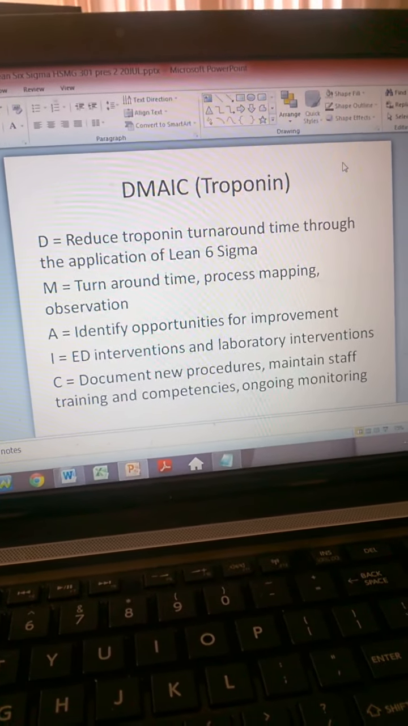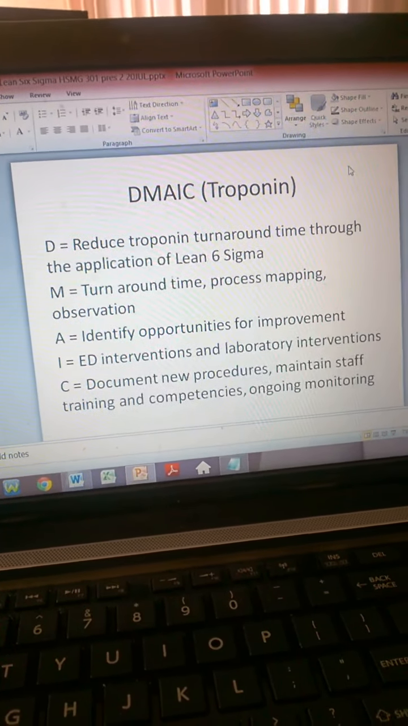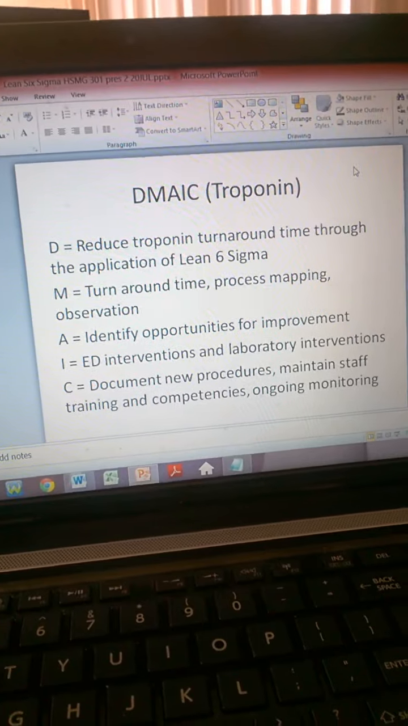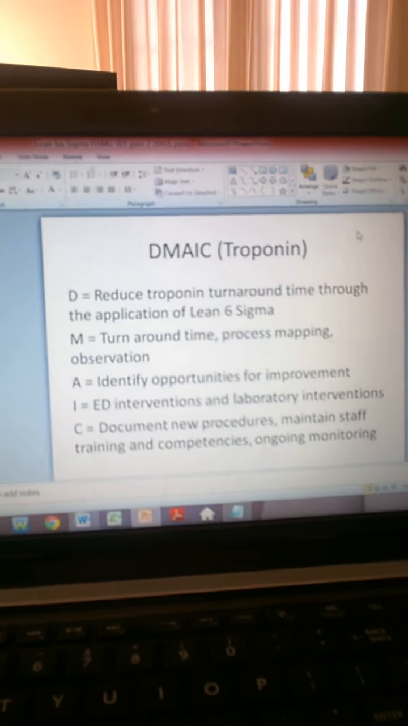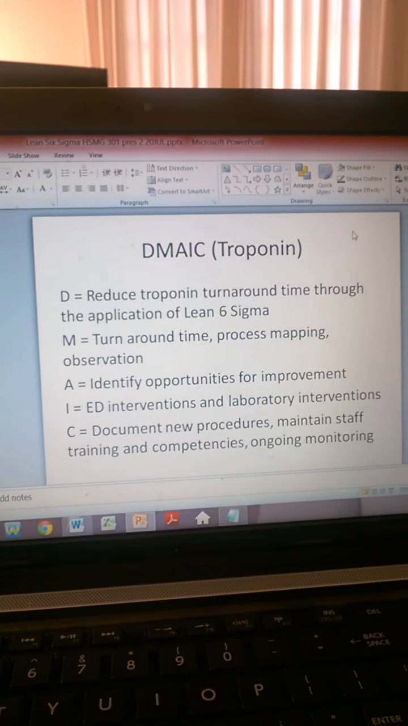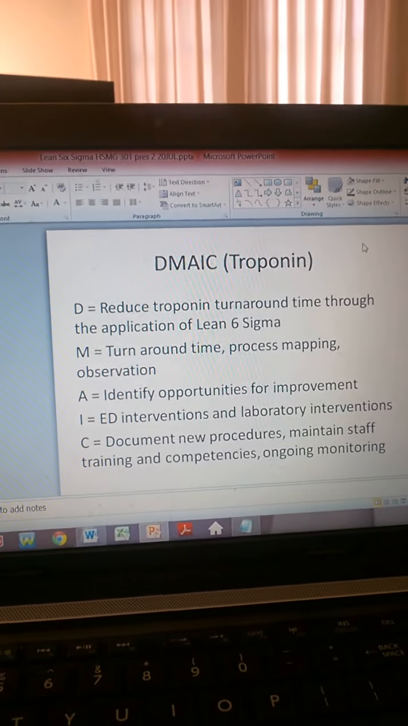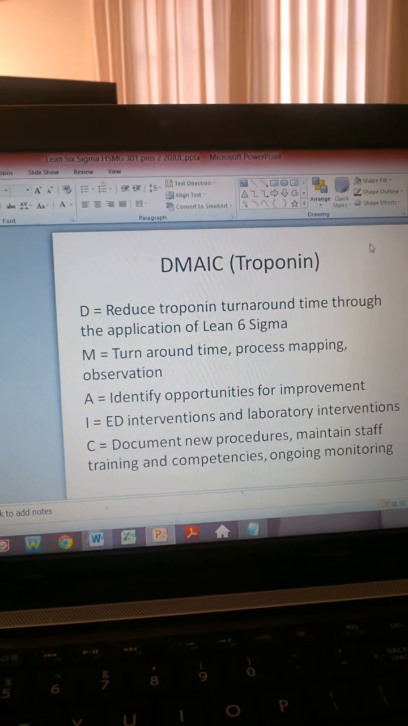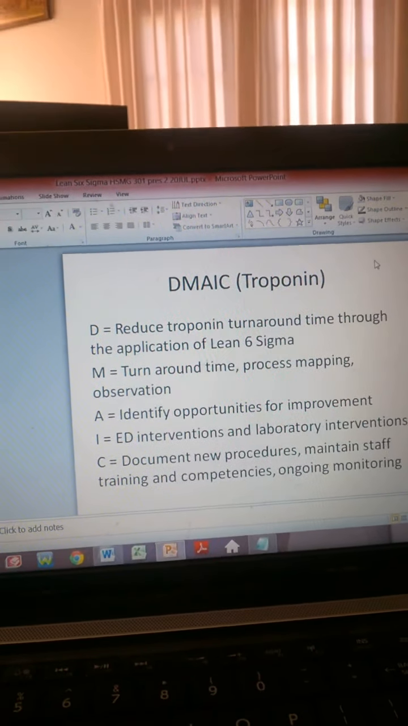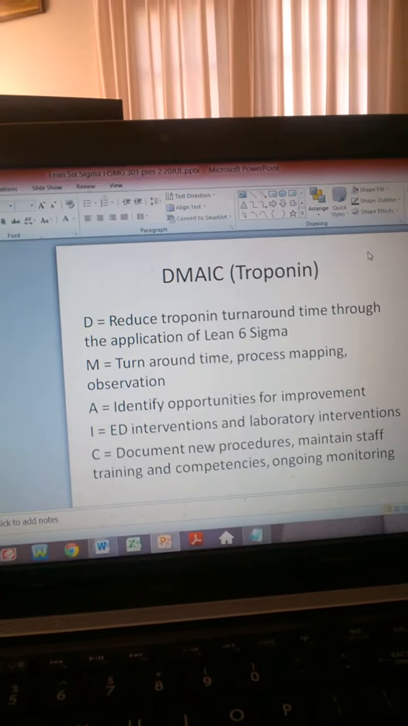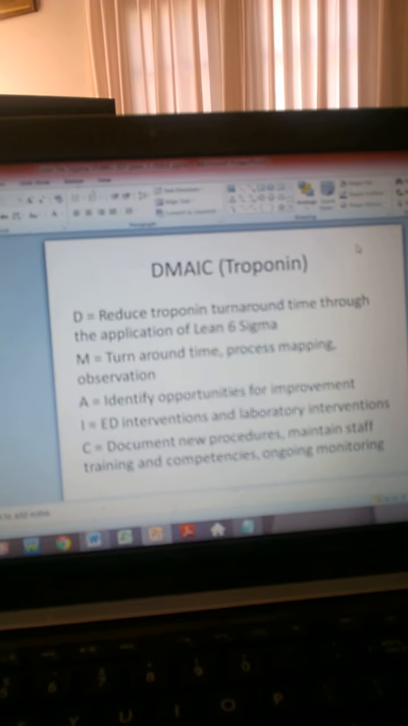DMAIC troponin. D: Reduce troponin turnaround time through the application of Lean Six Sigma. M: Turnaround time, process mapping, observation. A: Identify opportunities for improvement. I: Emergency department interventions and laboratory interventions. And lastly, C: Document the new procedures, maintain staff training and competencies, ongoing monitoring. This is DMAIC.